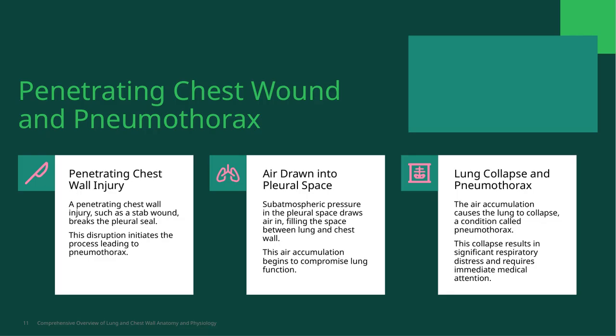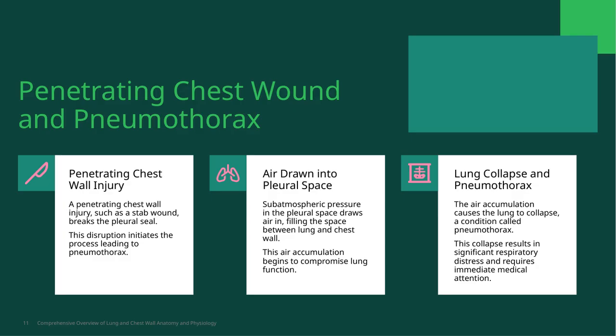When there's a penetrating injury, like a stab wound, it breaks the integrity of the chest wall and, importantly, the pleural seal. This disruption is critical because it starts a chain of events that can compromise lung function. Now, once the pleural seal is broken, the subatmospheric pressure inside the pleural space comes into play. Normally, this negative pressure helps keep the lung expanded. But when it's disrupted, air from outside can be drawn into the pleural space, filling the gap between the lung and the chest wall. This accumulation of air is significant because it begins to push on the lung, causing it to collapse, a condition known as pneumothorax.